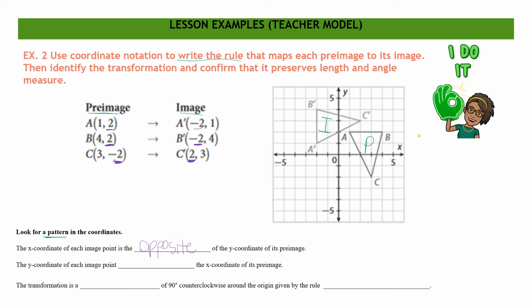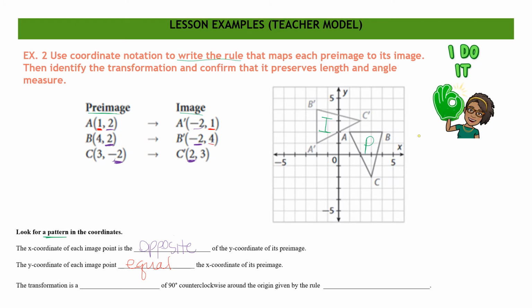Let's look at another observation. Let's look at the y coordinates. For the y coordinates, I see that each image point is equal to the x coordinate of its pre-image point. So if I look at the y coordinate of my image A prime, I see that it's the same as my x coordinate here of my A in the pre-image.